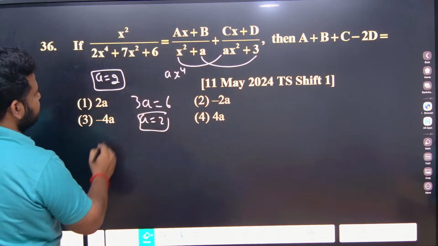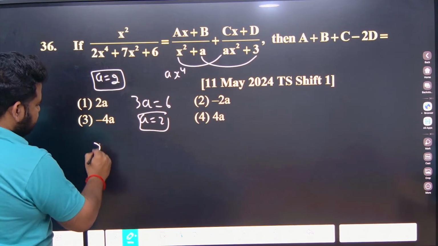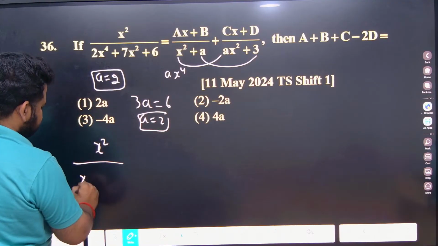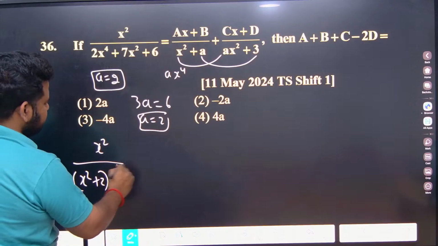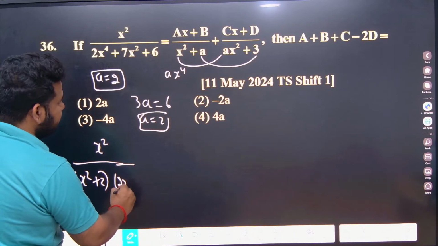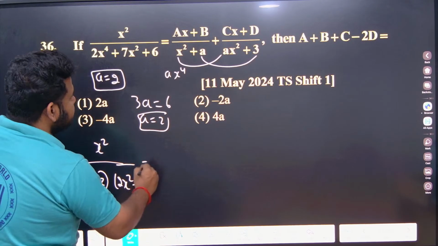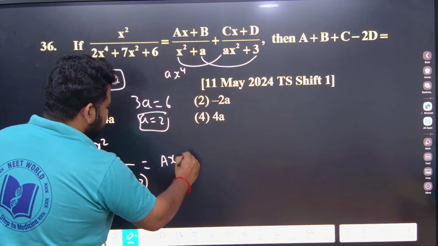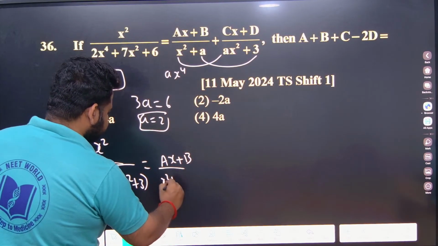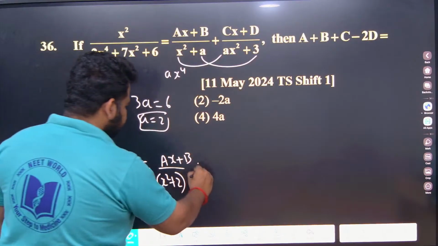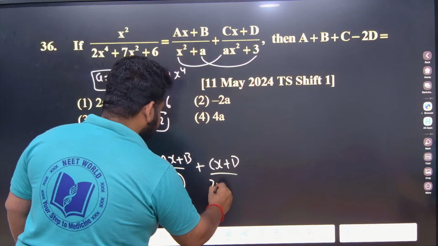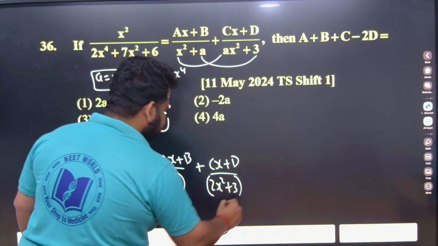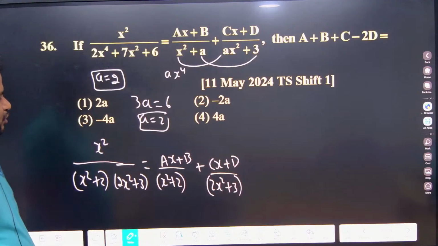So this will transform into x square by this denominator will become x square plus a. a is 2 into what is this? a x square plus 3, so 2x square plus 3. So that is equal to (ax plus b) by (x square plus 2) plus (cx plus d) divided by (2x square plus 3). So instead of using that shortcut, we will use the comparing the coefficient method. That will be easier to solve this question.